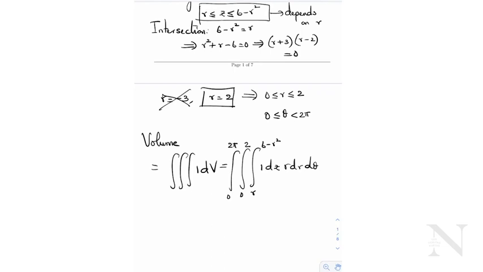Any questions up to there? So that is the important part of the problem, right? Setting up the triple integral, after which it kind of becomes routine.